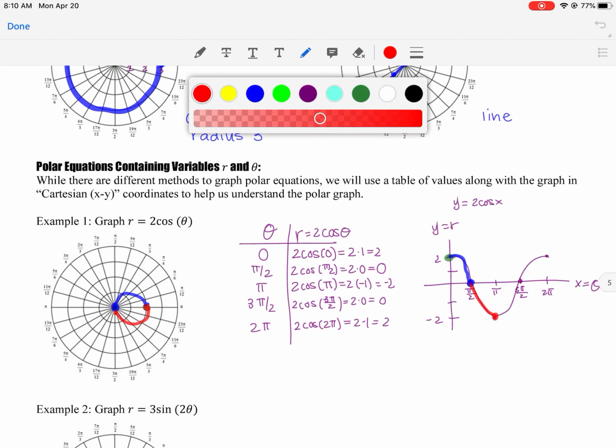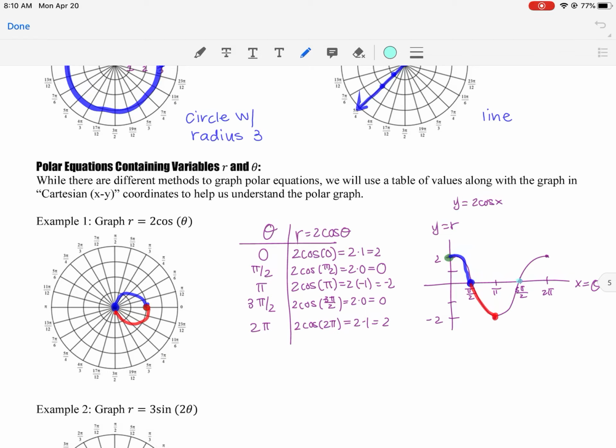Okay, and just for kicks, I'm going to continue on with this. If we look at this next point, which is 3 pi halves and 0, we're getting closer and closer to 0, but it's also negative, so we could go back along this part. And then last but not least, we go from 3 pi halves to 2 pi, and here we're going to positive 2. So positive 2 at 2 pi would go all the way around the circle back there, getting closer and closer to 2.